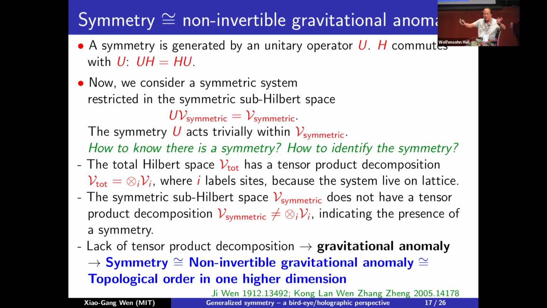The original total Hilbert space has a tensor product decomposition, but the symmetric one doesn't. And there are some studies showing that the boundary of a topological order also doesn't have a tensor product decomposition. So in some sense, the gravitational anomaly is a feature where the Hilbert space doesn't have a tensor product decomposition. It is a sign of gravitational anomaly. So from this lack of tensor product decomposition, we make a connection to the gravitational anomaly.